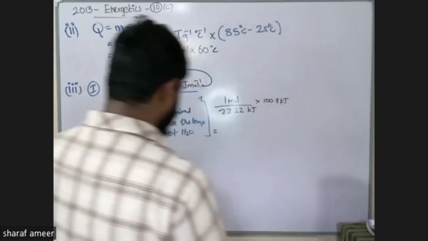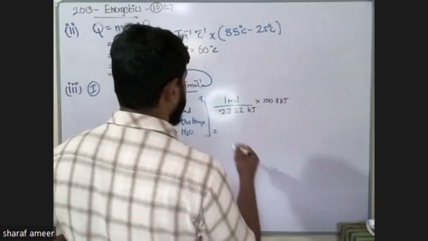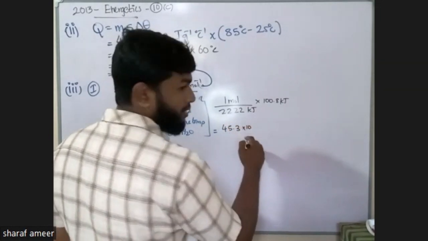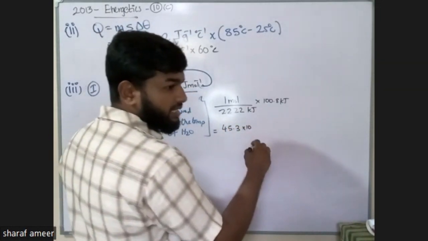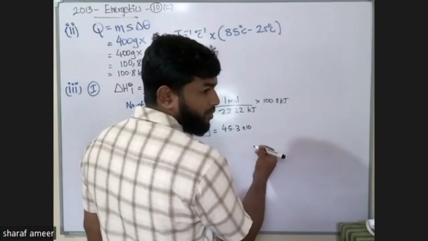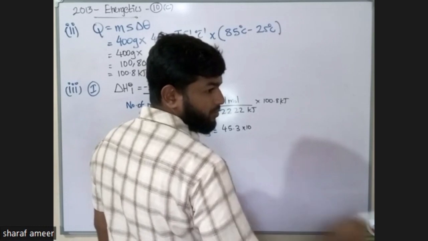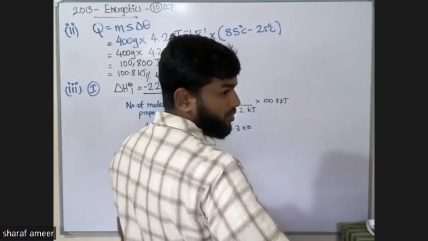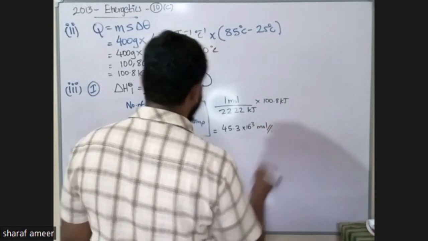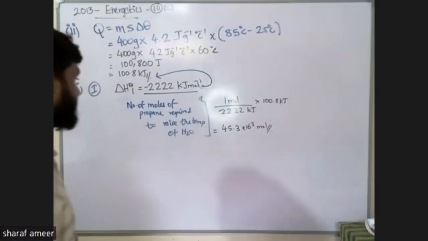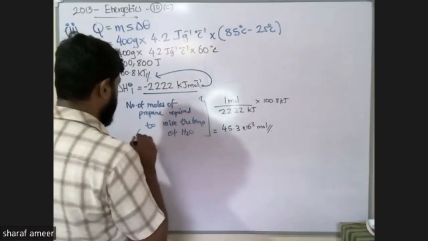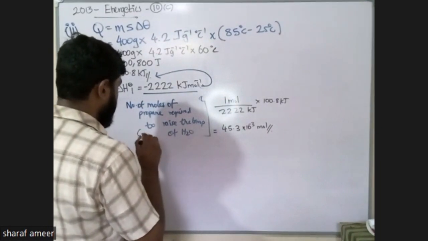So I get 45.3 into 10 to the power minus 3 moles. This much of moles of propane is required. So C3H8 now.